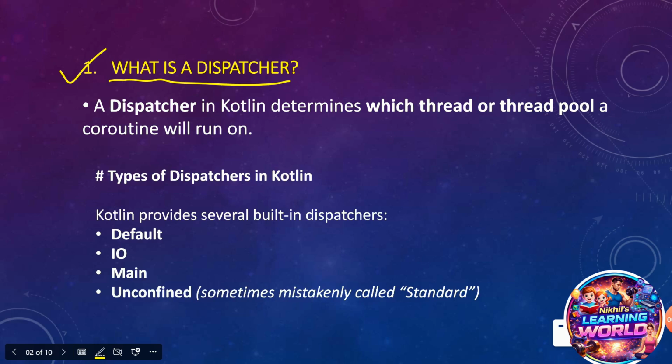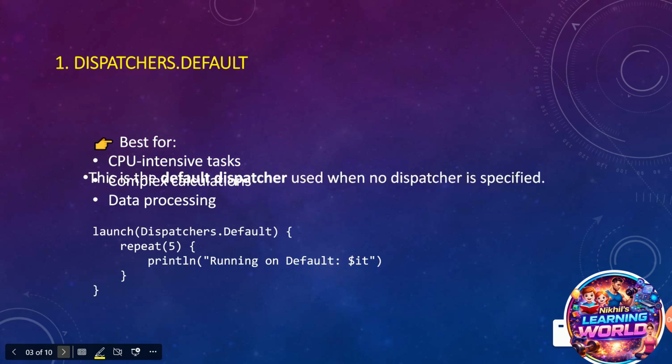What is a dispatcher in Kotlin, right? A dispatcher determines which thread or which thread pool a coroutine will run on. A coroutine runs on a thread or a thread pool, and Kotlin determines which one through the dispatcher. There are four types of coroutine dispatchers: Default, IO, Main, and Unconfined. These are the points which will be part of your dispatchers.